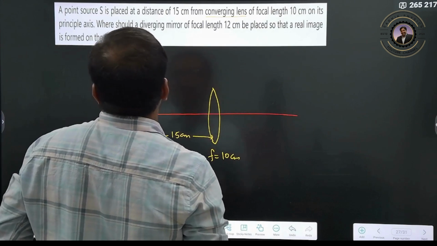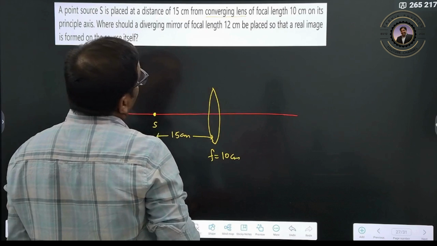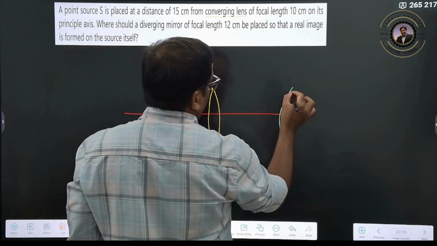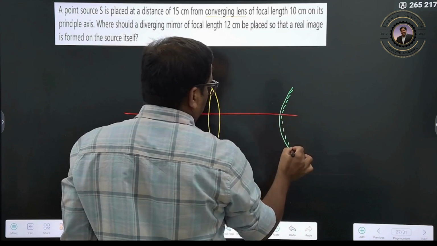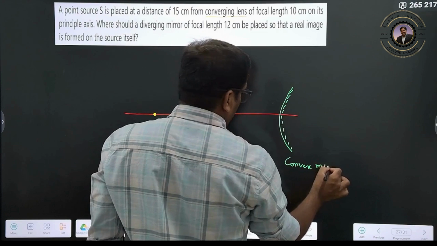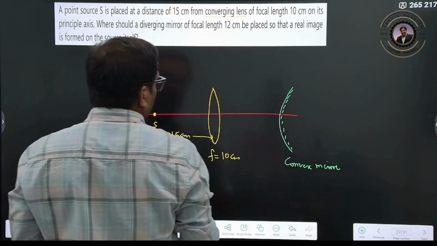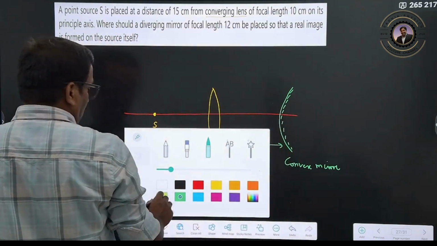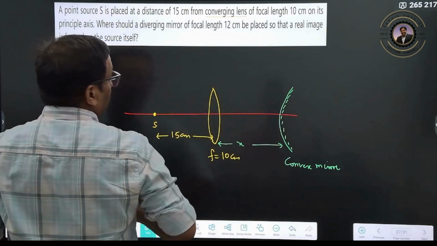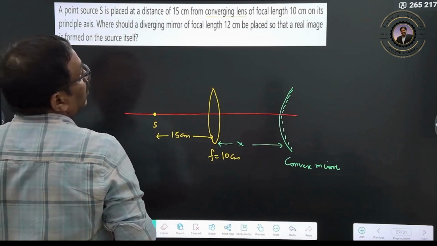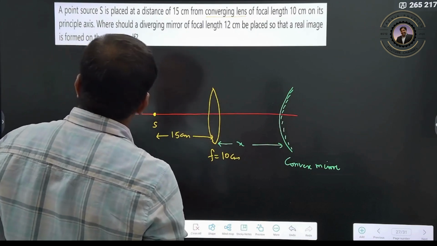On the principal axis, the diverging mirror of focal length 12 centimeters should be placed. Therefore, one diverging mirror should be placed here. Diverging mirror means a convex mirror. Clear? So he is asking this distance, x. So what is happening here? It has to be placed so that the real image is formed on the source itself.